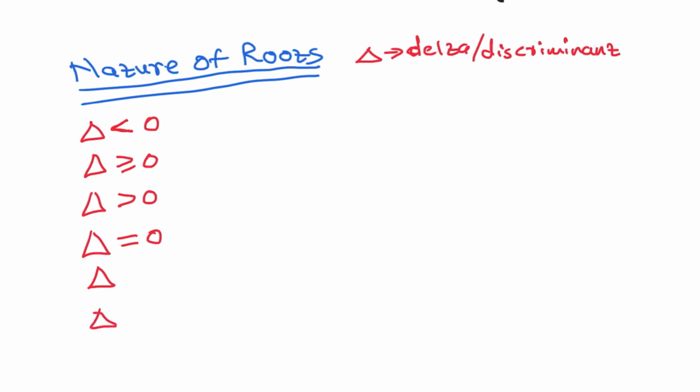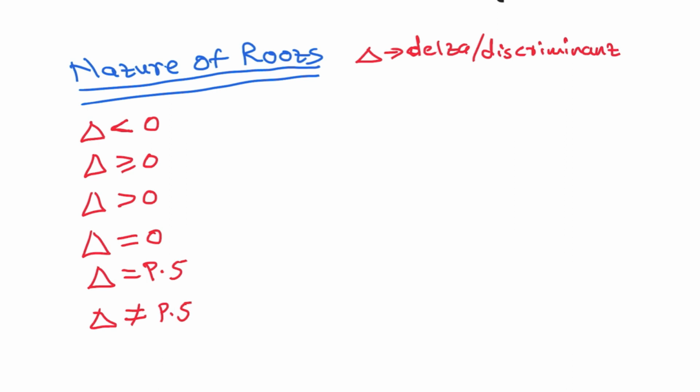Sometimes delta can be equal to a perfect square, and other times it may not be a perfect square. A perfect square is a number that, when you find its square root, you get a whole number as an answer, or a positive integer. Makes sense? That's a perfect square.